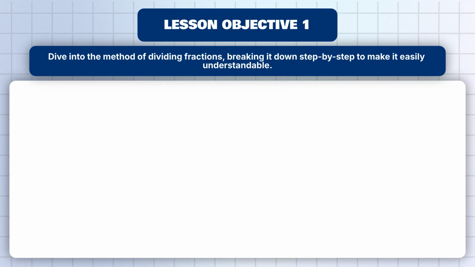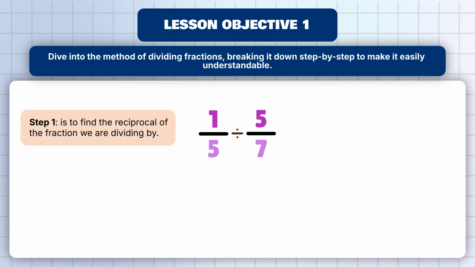To divide fractions, we follow a straightforward three-step process. Let's break this down using the example of dividing 1/5 by 5/7. Step 1 is to find the reciprocal of the fraction we are dividing by. The reciprocal of a fraction is what you get when you flip the numerator and the denominator of that fraction. So for 5/7, the reciprocal is 7/5.